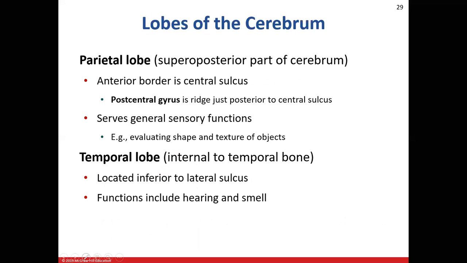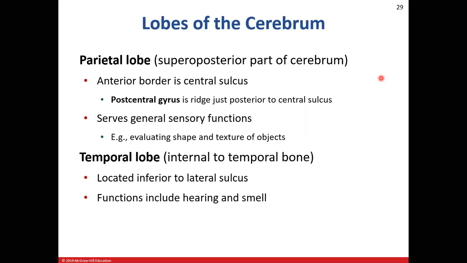Our parietal lobe makes up the superior posterior part of the cerebrum. The anterior border of the parietal lobe is the central sulcus, and that contains the postcentral gyrus, and it's that ridge that's just posterior to the central sulcus. The parietal lobe serves as the general sensory function area. For example, trying to evaluate different shapes and textures of different objects.